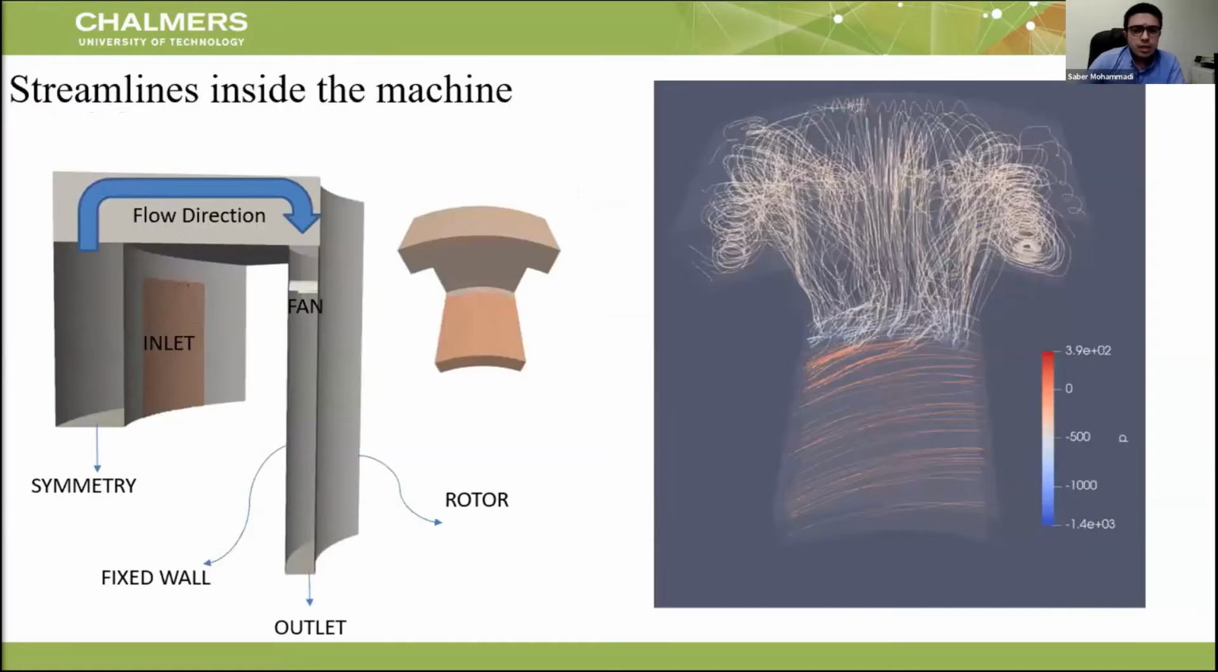This is the computational domain of the ventilation part of a hydropower generator. At left, you see the flow direction and some of the boundary conditions that we have applied in our simulation. At the right, you see streamlines. You see they are complex at the upstream of the blades, and again close to the blades. You see there is a complex and chaotic flow inside the machine.